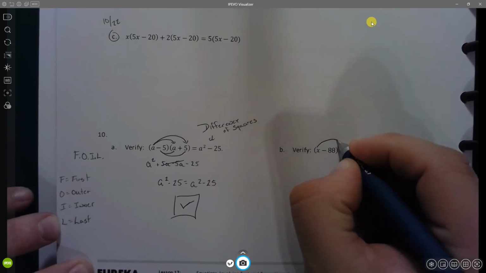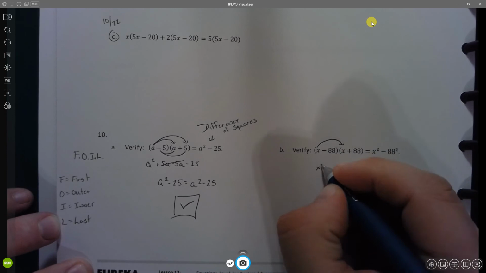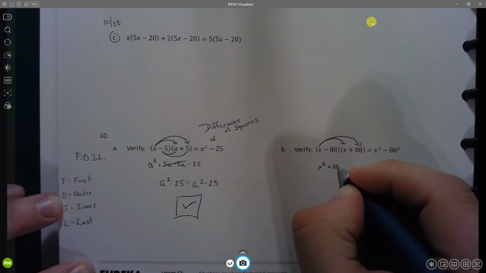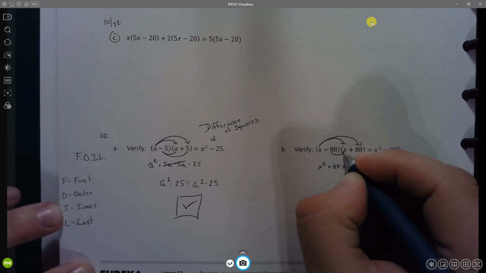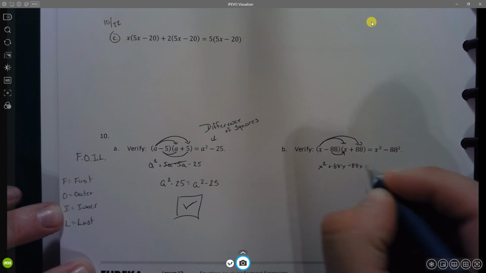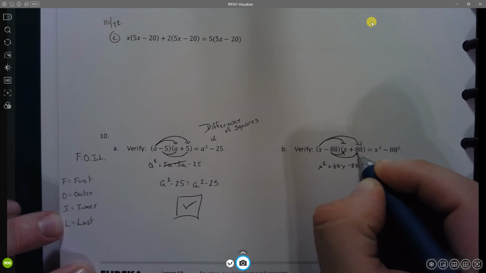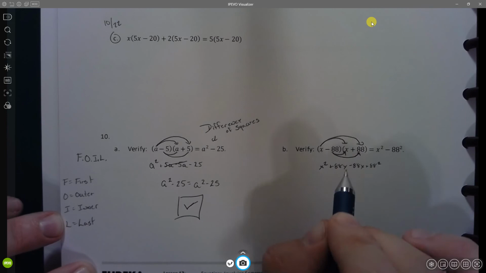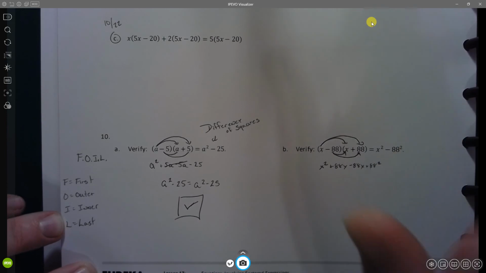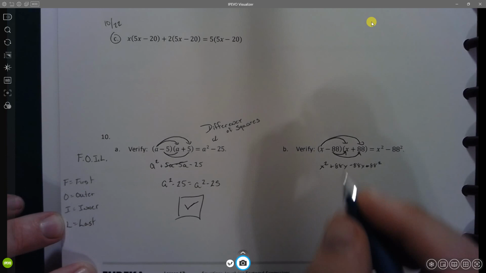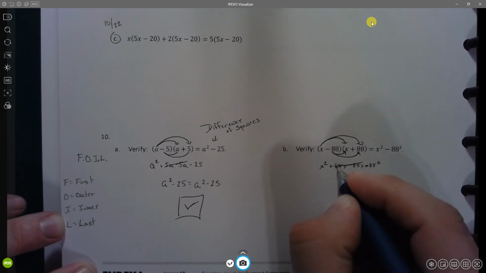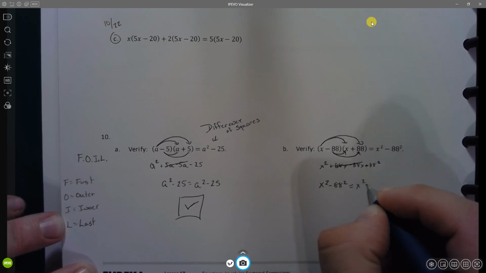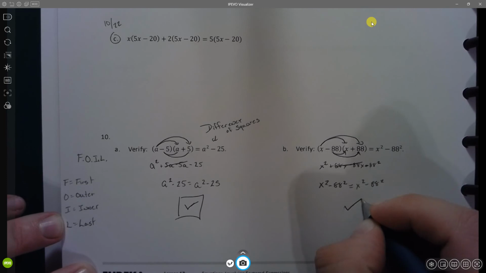So first, x times x is going to be x squared. The outer terms, x times 88, is going to be a positive 88x. The inner terms, negative 88 times x, gives me a negative 88x. And then the last terms, 88 times the negative 88, is going to give me a negative 88 squared. Sorry, not a positive 88 squared, my bad. That should be a negative 88 squared. All right, 88x minus 88x reduces to 0. Gives me x squared minus 88 squared equals x squared minus 88 squared. This checks, so it's good.